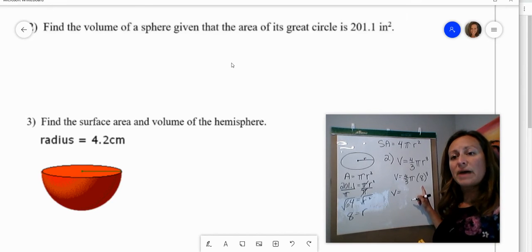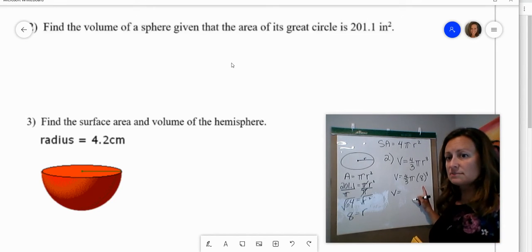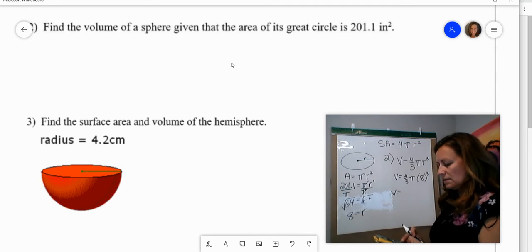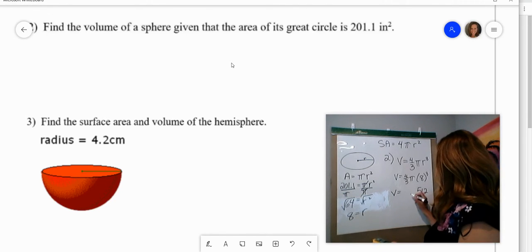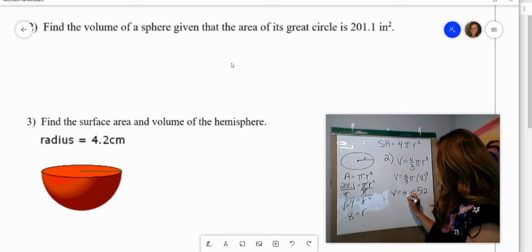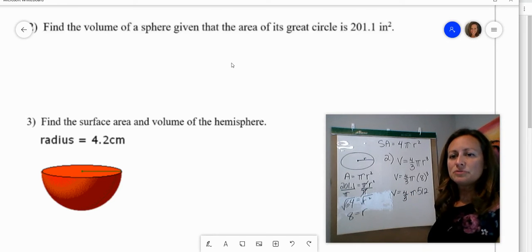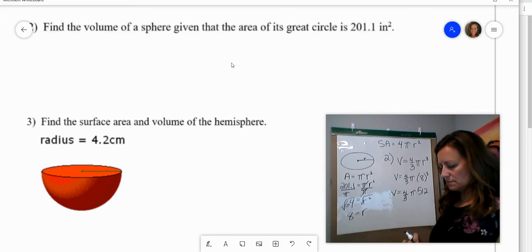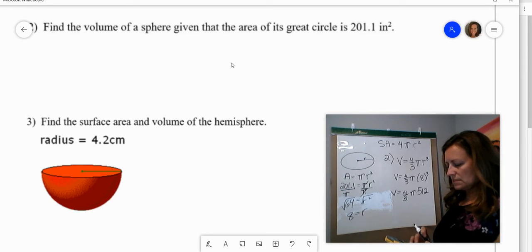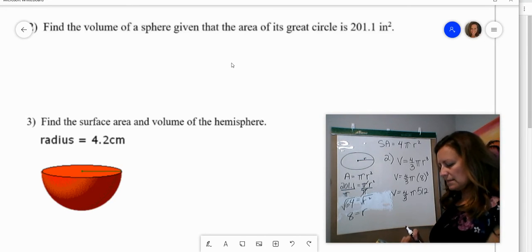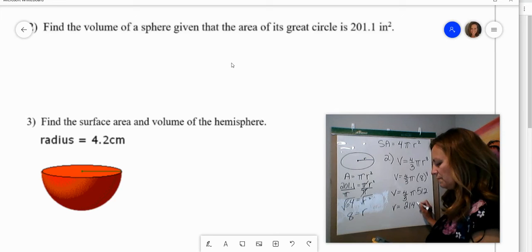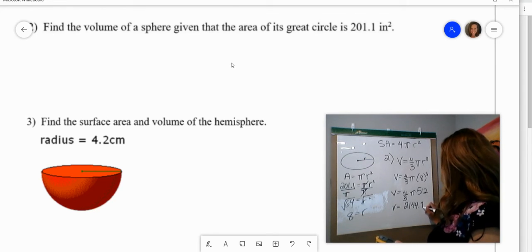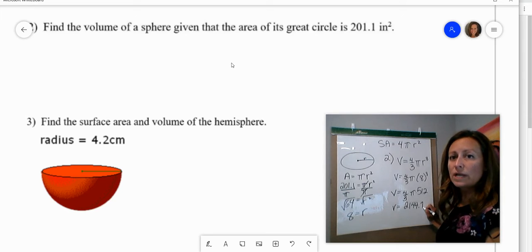I would always do the powers first because of order of operations, exponents. 8 cubed is 8 times 8 times 8. It's 512. Now I might do 512 times 4 times pi, and then divide that whole thing by 3. And that way I get my volume is 2144.7. And this would be inches cubed.